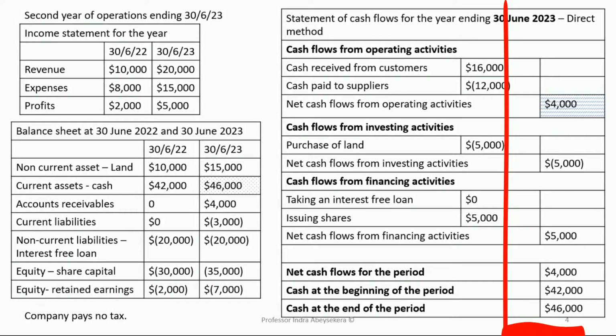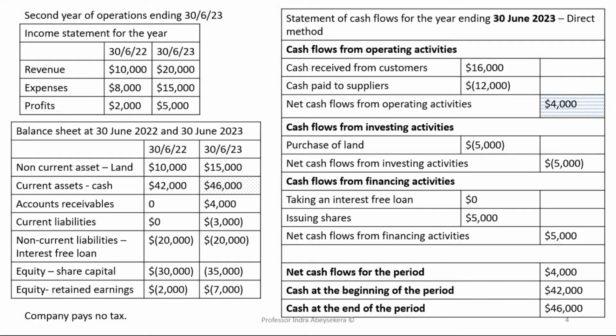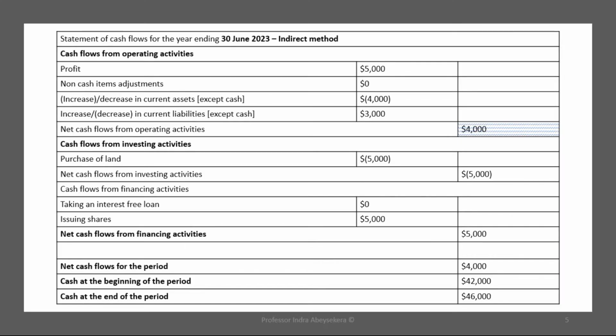Net cash flows for the period from operating activities, investing activities, and financing activities, when we add together, equals $4,000. Cash at the beginning of the period, we can see from the previous balance sheet, is 42,000, and when we add the net cash flows for the period, we end up with cash at the end of the period of 46,000. The 46,000 of cash at the end of the period should equal the current assets cash in the balance sheet of 46,000. We'll now look at the indirect method.